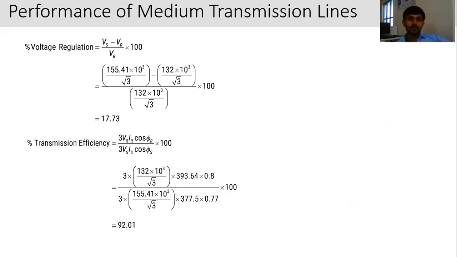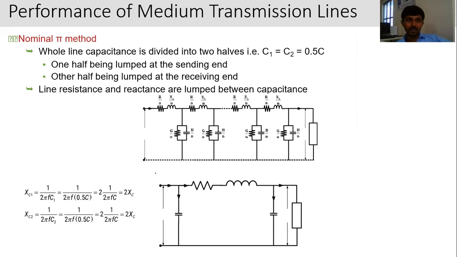After that, we find the percentage voltage regulation and percentage transmission efficiency by using the previous formulas. In the next lecture, we will find the nominal pi method, how we can solve it, and what the important nature of the nominal pi method is. Up to here, we end this lecture. I hope you enjoyed this lecture. Thank you for your attention.